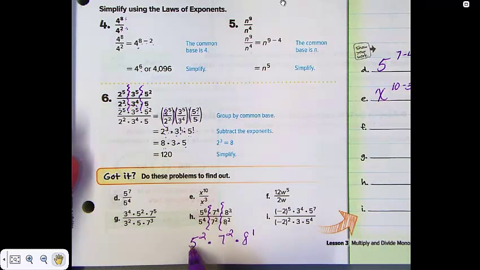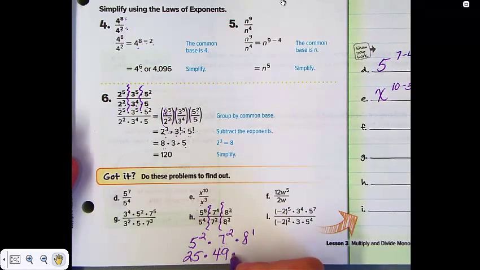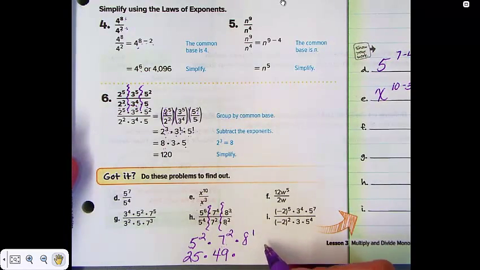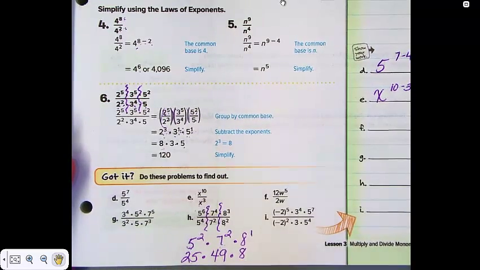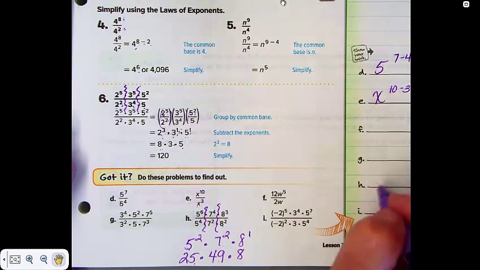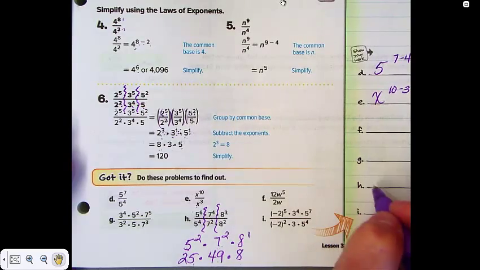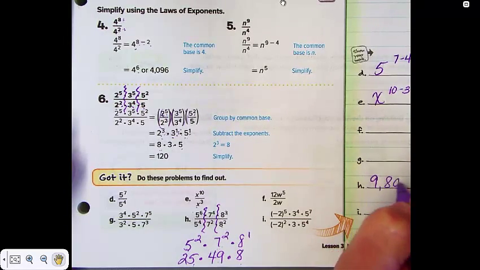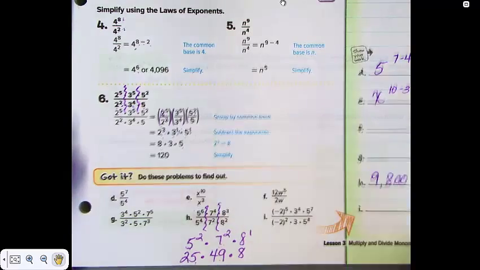5 squared, or 5 times 5, is 25. 7 squared, or 7 times 7, is 49. And 8 to the first power, or just a single 8 by itself, is 8. So what I end up with is 25 times 49 times 8, which gives me an answer in your calculator. It's 9,800. Okay?